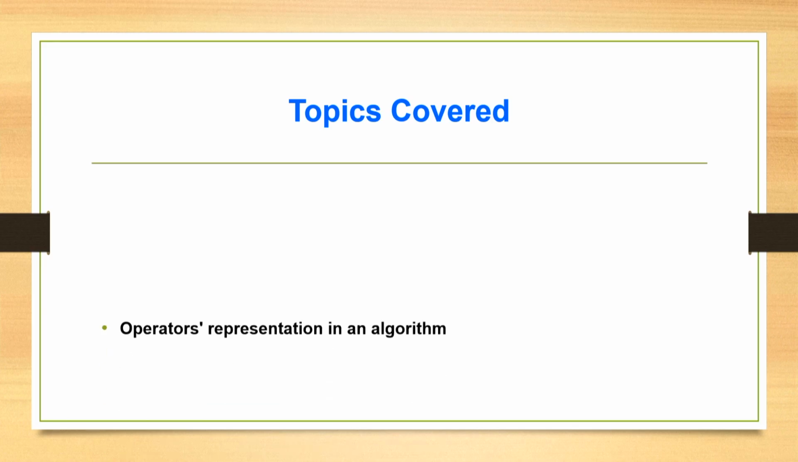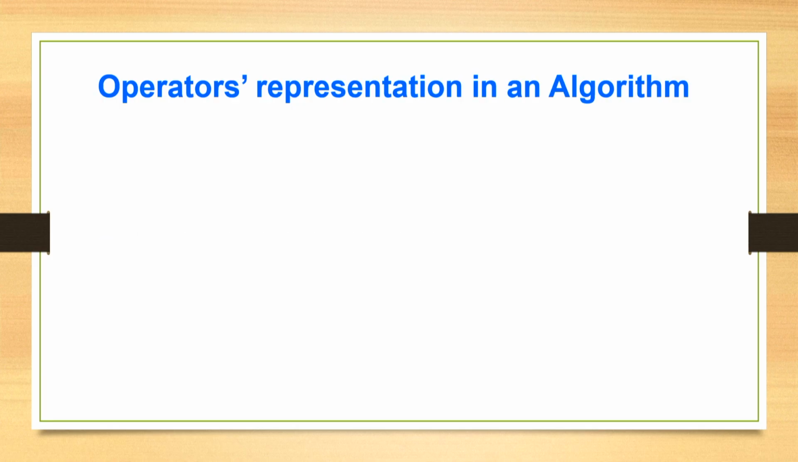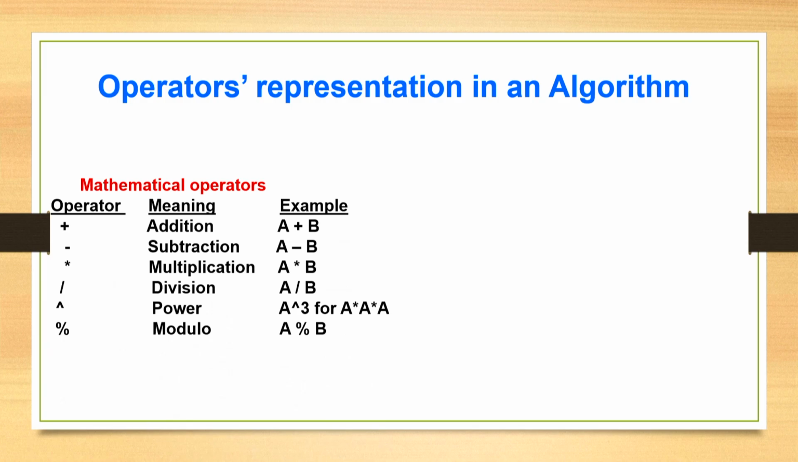So this topic will cover operators representation in an algorithm, means how the operators are represented in an algorithm or the flowchart, and some examples of algorithm and flowchart. First, let's start with the mathematical operators. These are plus, minus, multiplication, division, power, modulo. So how are these represented?